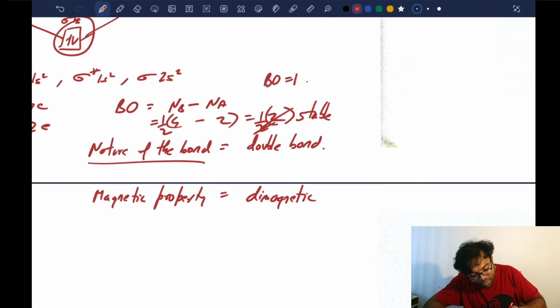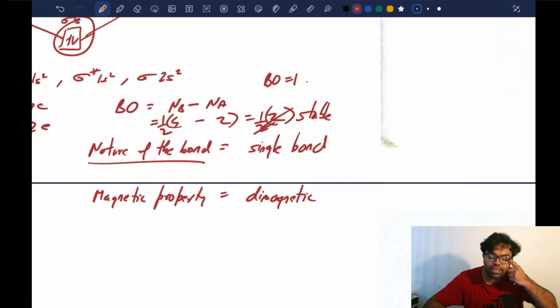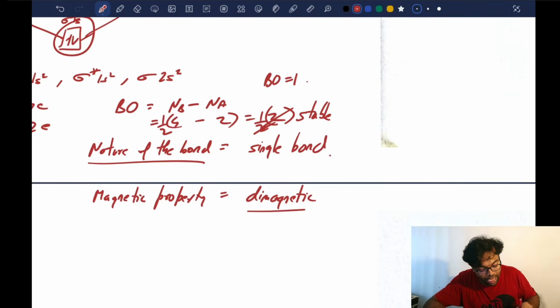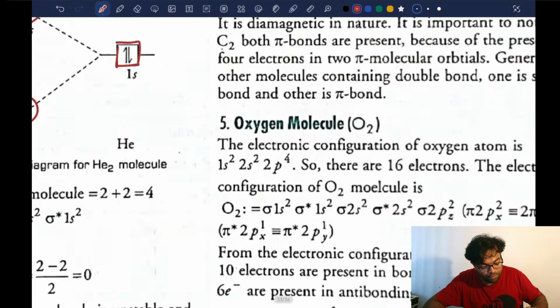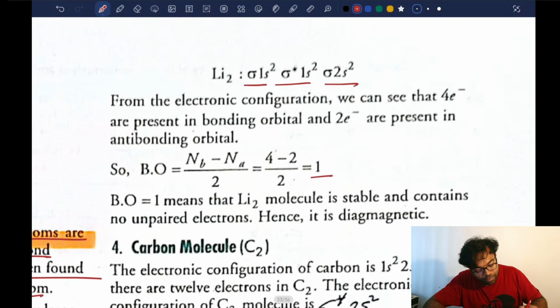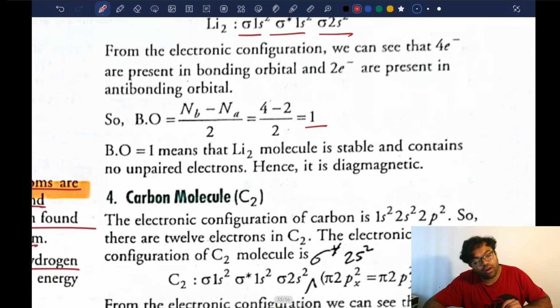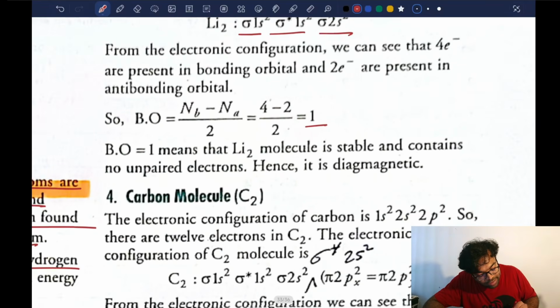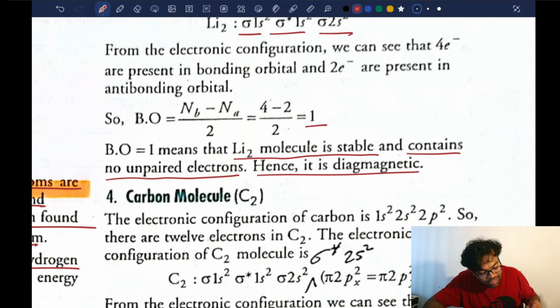So it is stable, but the nature of the bond is going to be a single bond. It will be diamagnetic. Okay, I forgot to write that. I'm so sorry. Now, this is 1. So the bond order is equal to how much? 1 means the Li2 molecule is stable and contains no unpaired electrons. Hence, it is diamagnetic in nature. It has a single bond between them.